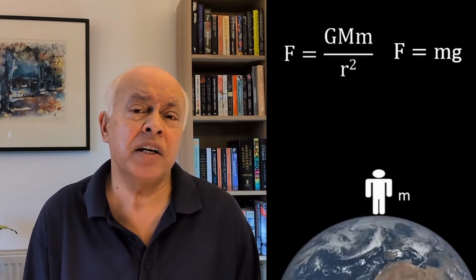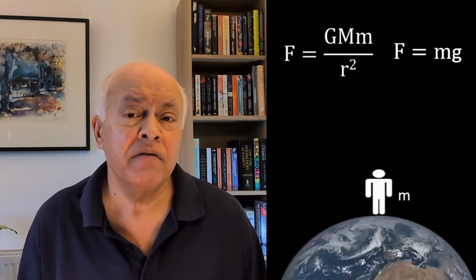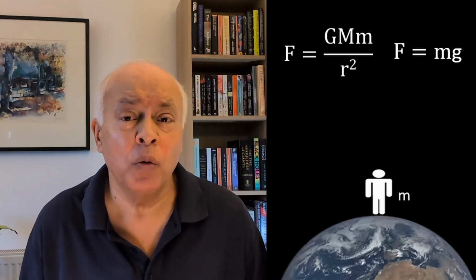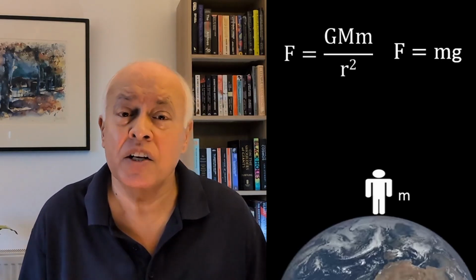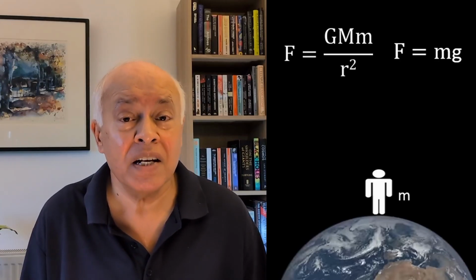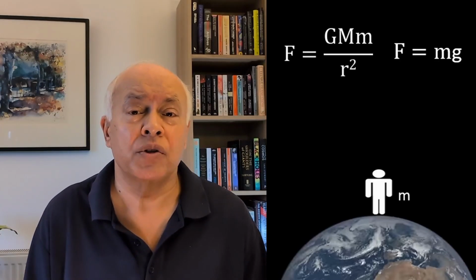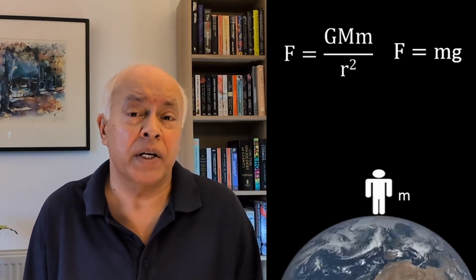Let's say there's an object of mass m at the Earth's surface. Under the influence of Earth's gravity, the object will experience a gravitational force F, and according to Newton's universal law of gravitation, we can write this in the usual way as F equals GMm over r squared.